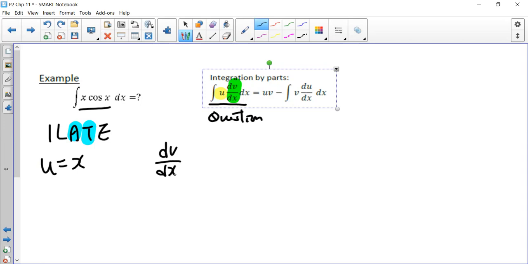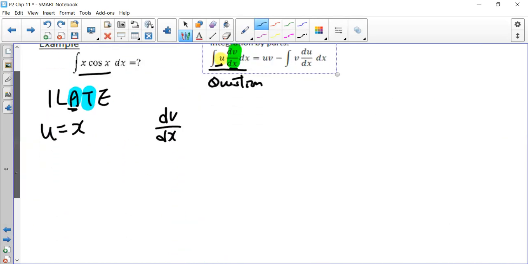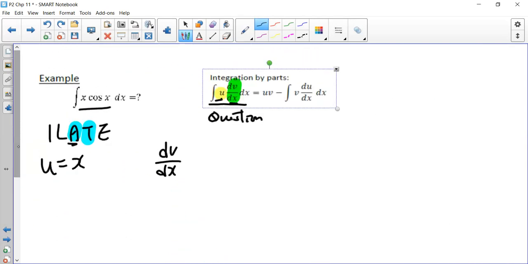Because that's how the formula works. The formula tells you we have to let one be u and let the other one be dv by dx. I'll explain again, because of the Eilert rule, whichever letter comes first will be the u term, the order to choose u. So the u is the algebra term, which is A, which is x, and T is a trig, which is cos x. Now this will belong to dv by dx.